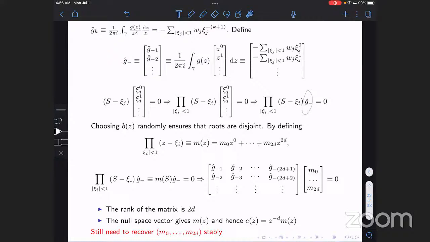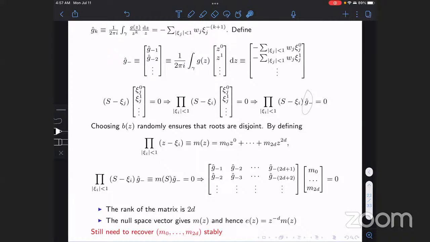From this linear system, we know that its rank is equal to 2D because this is already guaranteed in this quantum signal processing application. And all we need to do is find one vector in the null space, and this will give me the coefficients of my characteristic polynomial, mz. And if I multiply by z to the power d, I will have this easy polynomial. And from the easy polynomial, I'll be able to recover all these phase factors accurately.